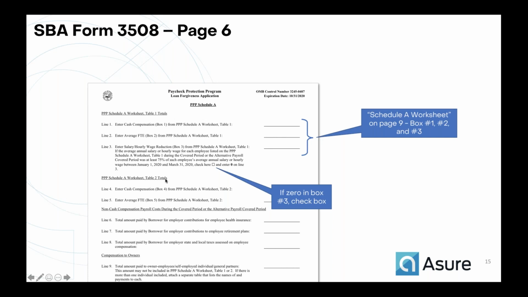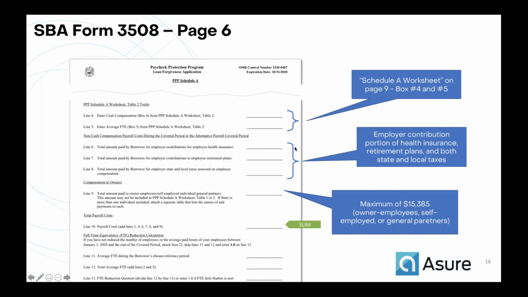So now let's jump down to the table 2 totals. It's going to have the same approach with some additional information. So for table 2, we're still just pulling over data for box 4 and 5 from the Schedule A worksheet. Enter cash compensation, right? Box 4. Enter FTE, box 5. So you're just pulling those off the Schedule A worksheet. But then additionally, the non-cash compensation payroll cost during the covered period. Because if you remember, we were only putting the cash compensation in that table.